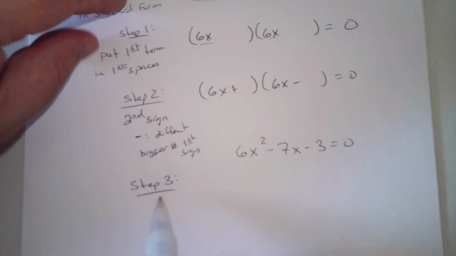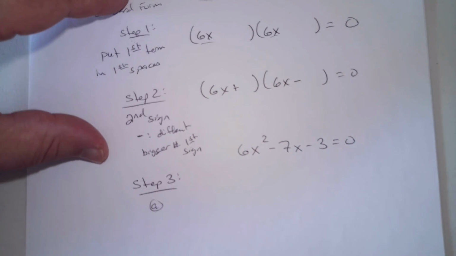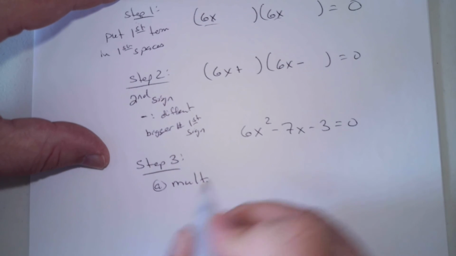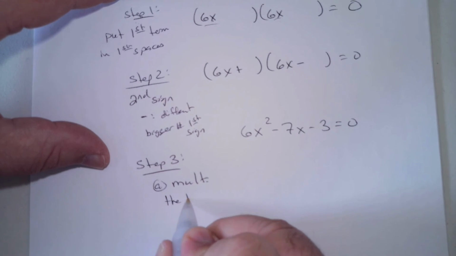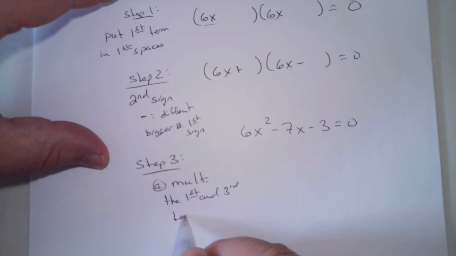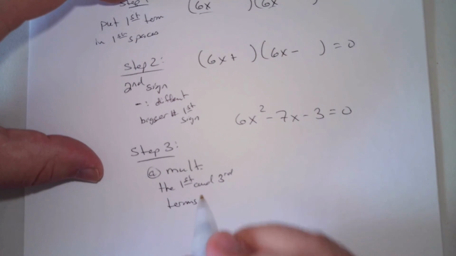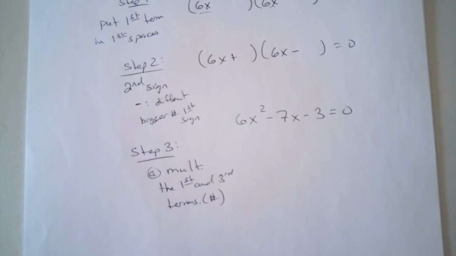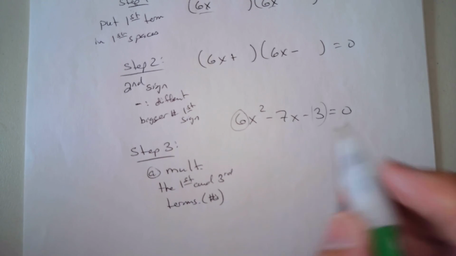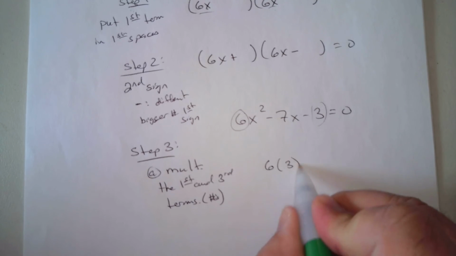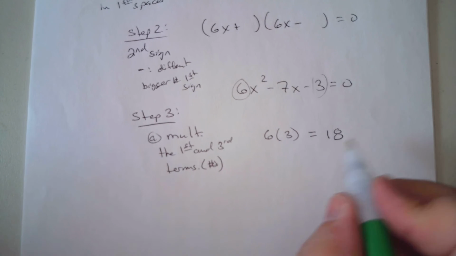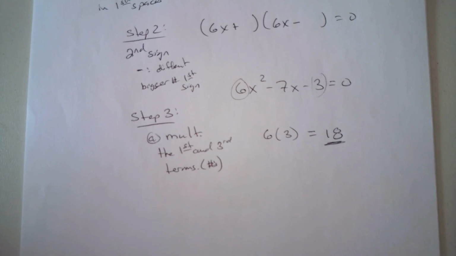So in step 3, the first thing you do here, multiply the first and third terms. Just the numbers, because we don't care about the letters. So we have 6 times 3 equals 18. Now, this is the number we're interested in now.